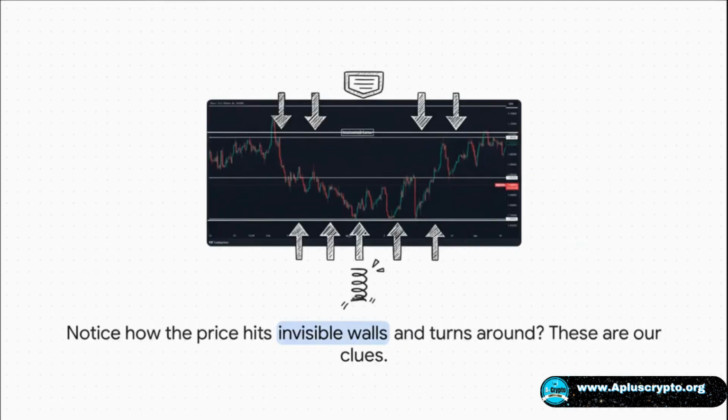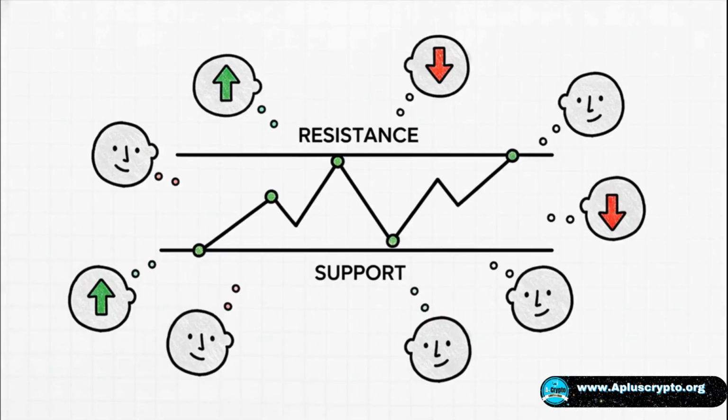Even before we draw any lines, you can almost feel where those invisible walls are, right? See how the price comes down to that area at the bottom and just bounces up again and again? And look at the top. It hits that ceiling and gets pushed right back down. Those are the clues we're looking for. So why does this even work? It really comes down to one thing: memory. Traders and investors remember these levels. They saw where the price bounced before, so when the price gets near that same floor again, everyone expects it to bounce. And because they all start buying, it does bounce. It's kind of like a self-fulfilling prophecy.